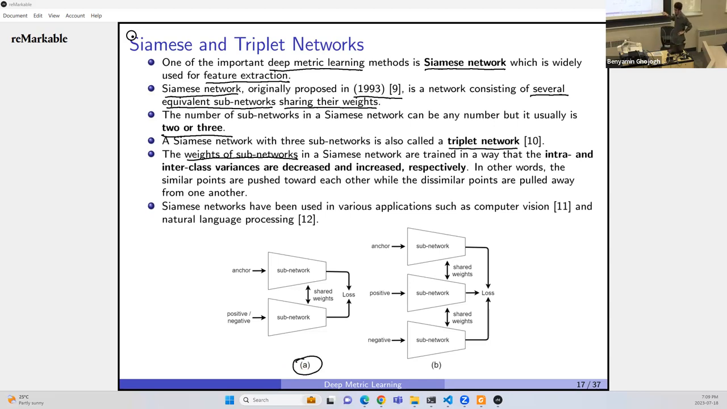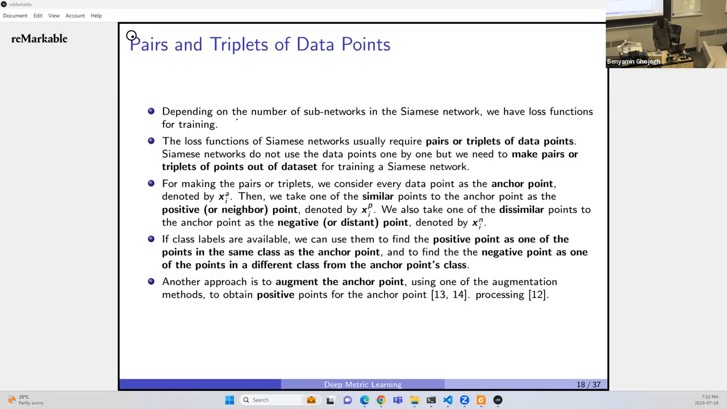Okay, and here in this figure A, what do we have? We have Siamese network with two subnetworks. In figure B, we have Siamese network with three subnetworks. And usually for Siamese network with two subnetworks, we have various losses. The most important loss is contrastive loss. So contrastive loss is for two networks, but for three subnetworks, the most famous one is triplet loss. Okay, so contrastive loss for figure A and triplet loss for figure B. And it has a lot of applications such as in computer vision and natural language processing. So, as I said, depending on the number of subnetworks, we have various loss functions, right?